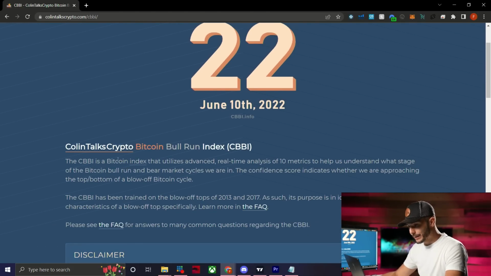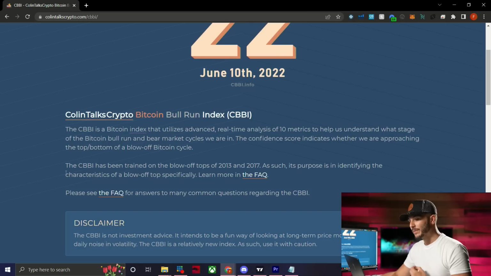Now, if you come down a little bit, you can see there's a little description of the Bitcoin Bull Run Index, the CBBI, and it says that the CBBI is a Bitcoin index that utilizes advanced real-time analysis of 10 metrics to help us understand what stage of the Bitcoin bull run and bear market cycles we're in. The confidence score indicates whether we are approaching the top or the bottom of a blow-off Bitcoin cycle. The CBBI has been trained on the blow-off tops of 2013 and 2017. As such, its purpose is to identify the characteristics of a blow-off top specifically.